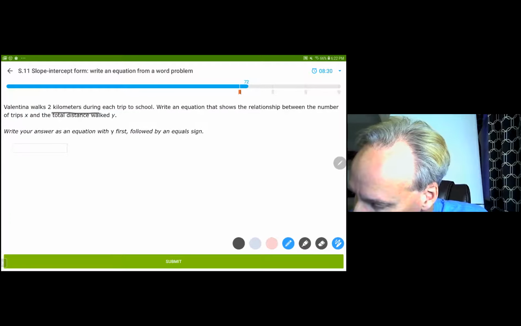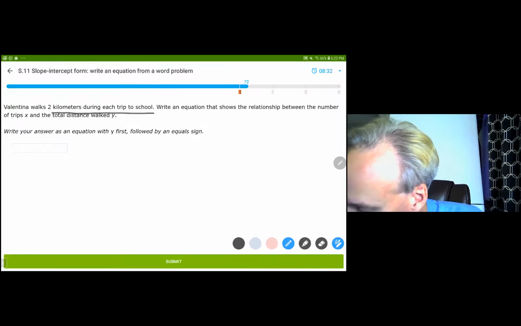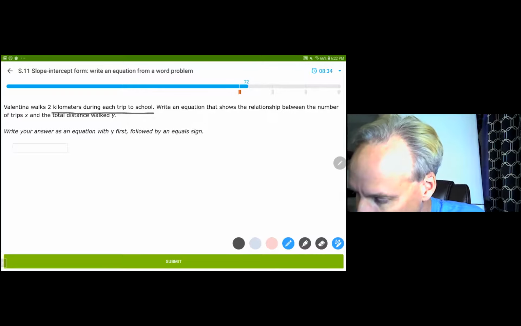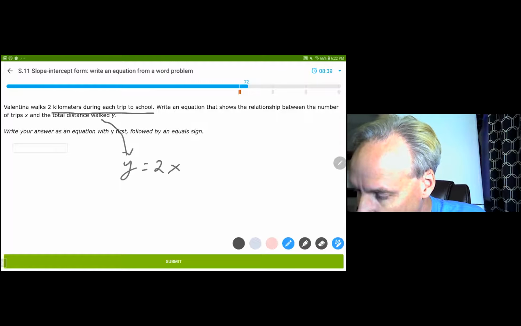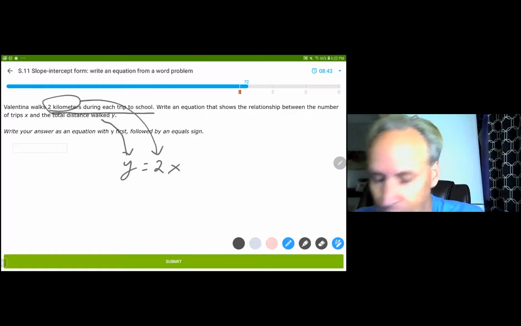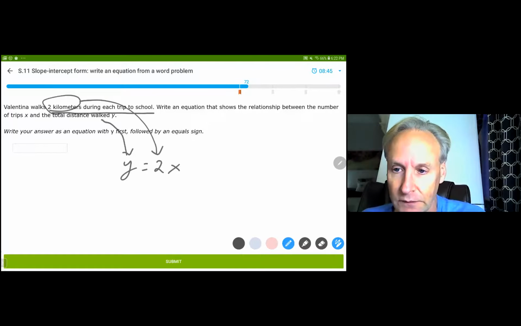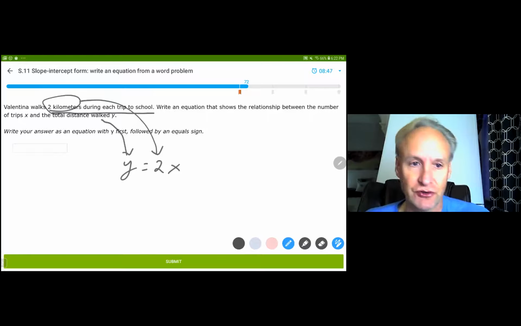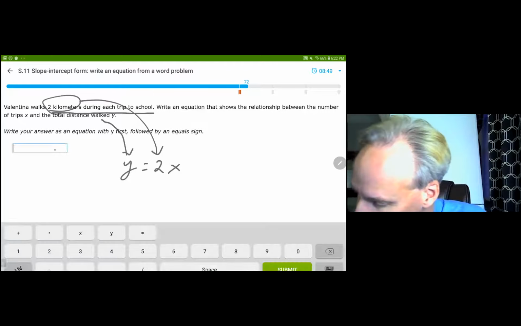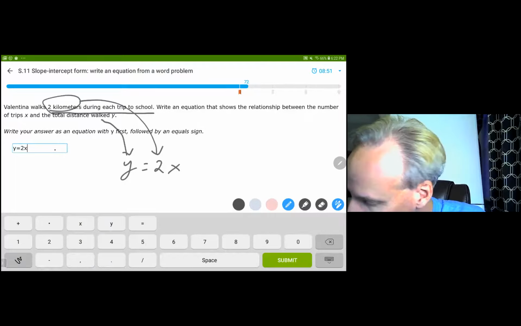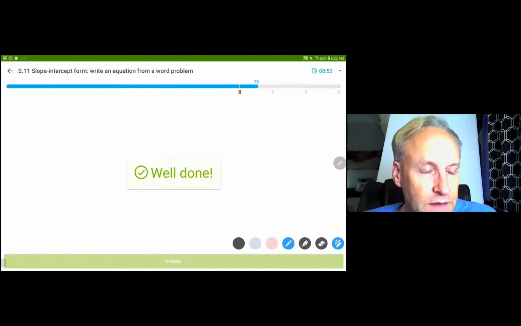2 kilometers for each trip to school. It's just y equals 2x. Pretty simple. Y is the total distance walked. 2 is the rate at which he's walking, isn't it? Well, it's the rate of the number of kilometers per trip. Anyway, y equals 2x. That one was pretty obvious. Let's see if we can get a tough one here.